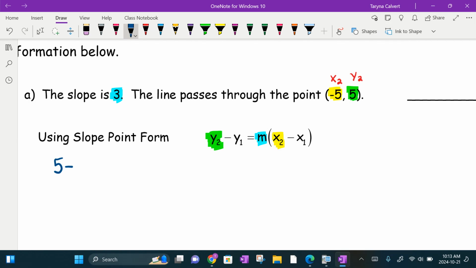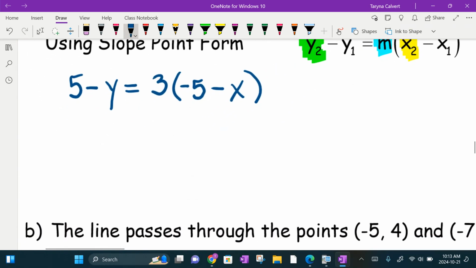Can I just write a y? Yes. So minus y equals, what gets substituted in for m? 3. And then you're left with minus 5 minus what? X. Okay. And guess what we're going to do with that now? You're going to expand and simplify and rearrange it back for y equals.